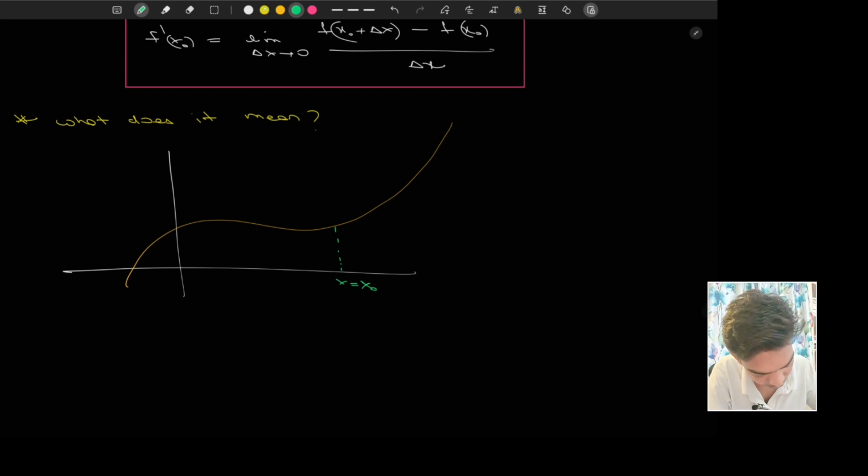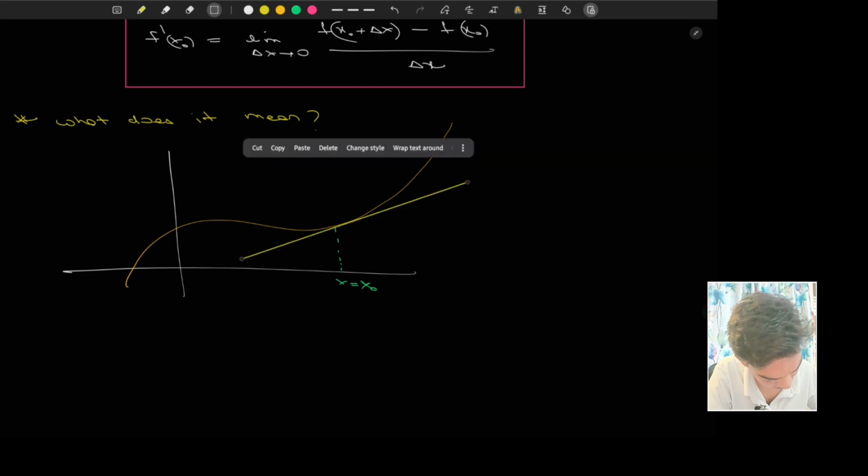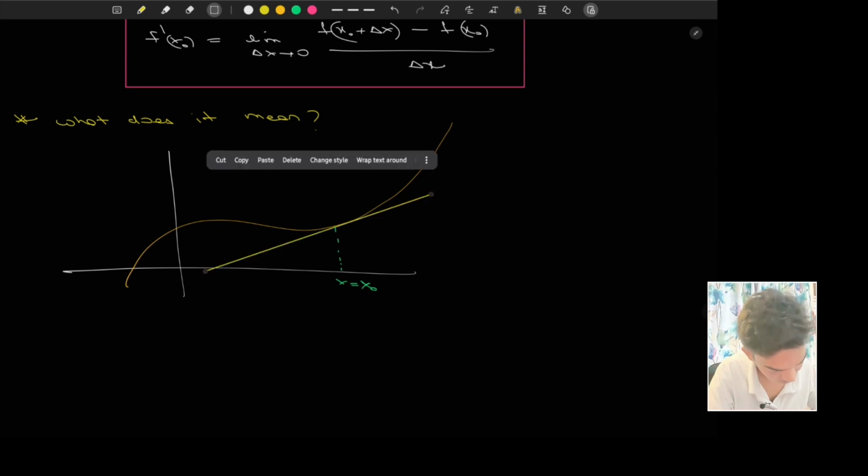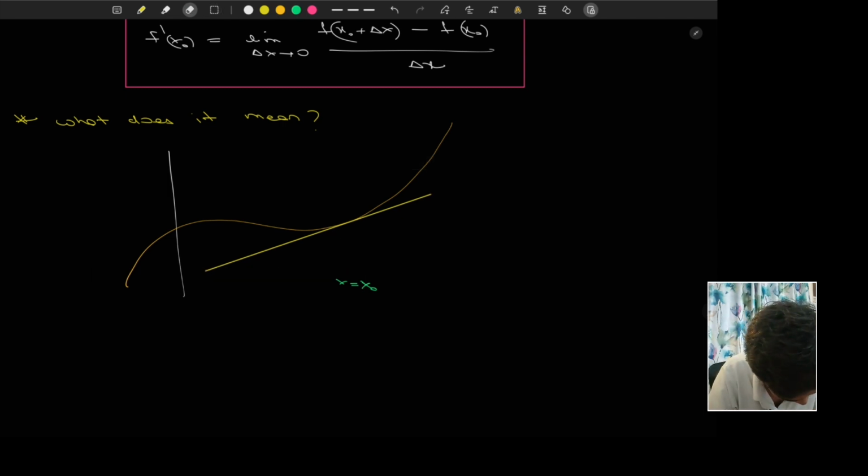You probably know the answer, and it is very simple: it's the slope of the tangent. So let me draw a tangent line here. I hope this is a tangent at this particular point. Better. Probably this is better. So let me change this point to somewhere here.